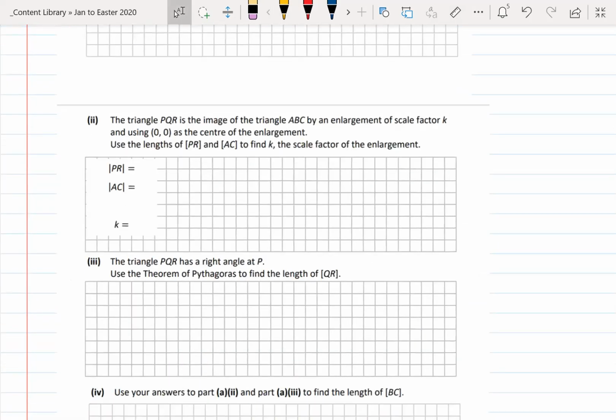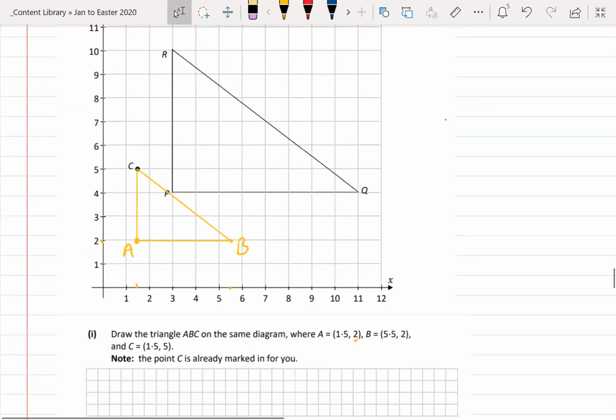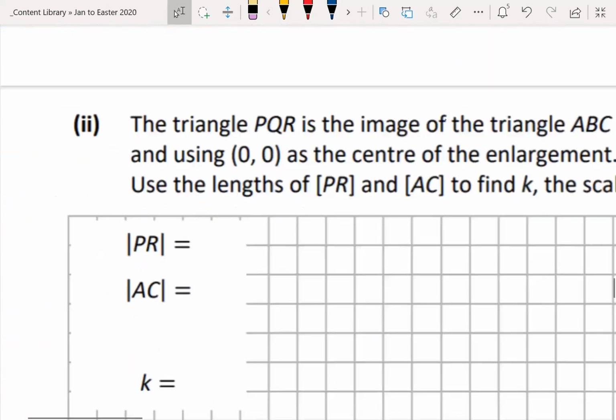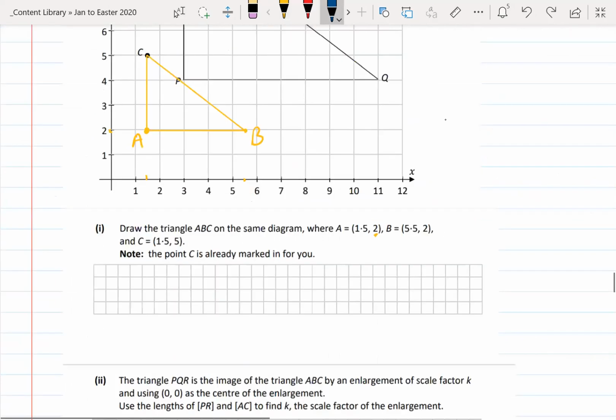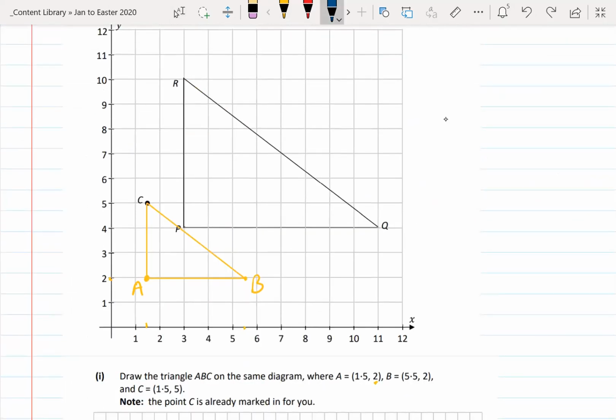The triangle PQR is the image of the triangle ABC by an enlargement of scale factor K using (0, 0) as the center of the enlargement. Use the lengths of PR and AC to find K, the scale factor of the enlargement. So let's get the length, first of all, of PR. Because that's what they're looking for first here. Look, they're just asking for PR first. Okay, so we'll find the length of that first by just going back up to the diagram. PR is from here to here.